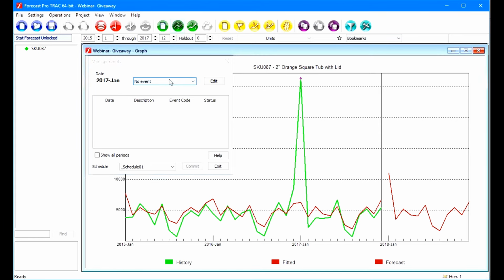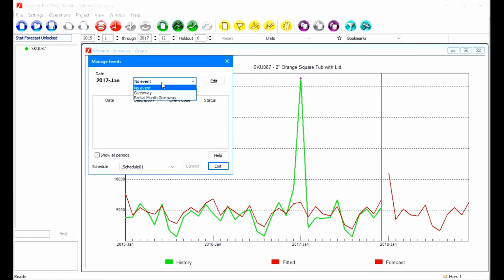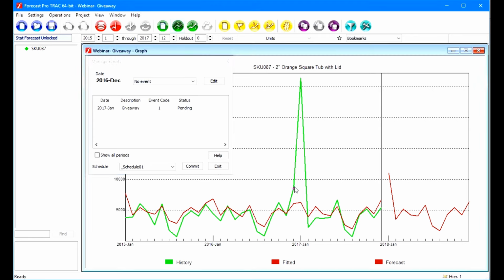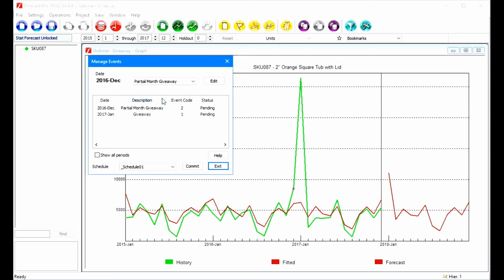We have two event types in here, and I'm going to go, and for the January, I'm going to assign the full giveaway event, and for the December, I will assign the partial month giveaway event.